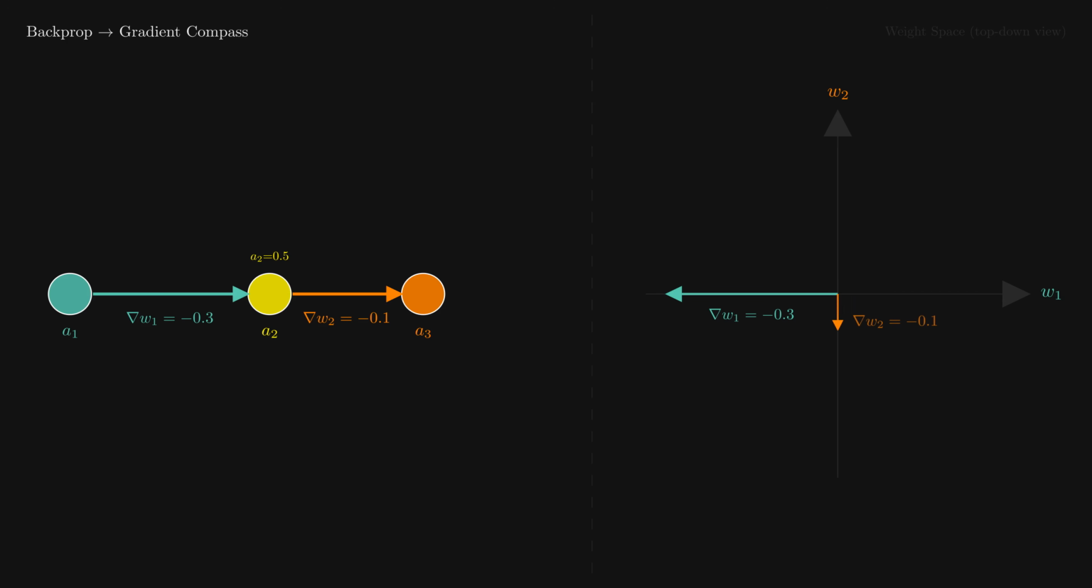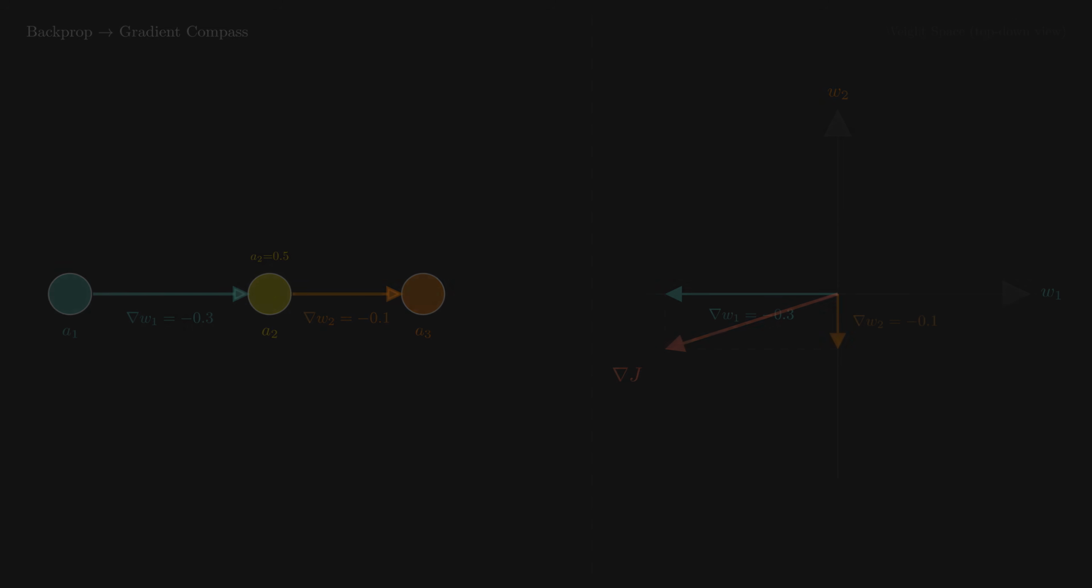Weight 2 is the y-axis. The hidden node activation of 0.5 multiplied by the output error of negative 0.2 gives negative 0.1 units along the y-axis. A second independent direction. Combine them using the parallelogram rule and you get the master gradient vector, the red arrow from episode 3. Backpropagation is the compass. Gradient descent is the step. They are the same algorithm seen from two different angles.